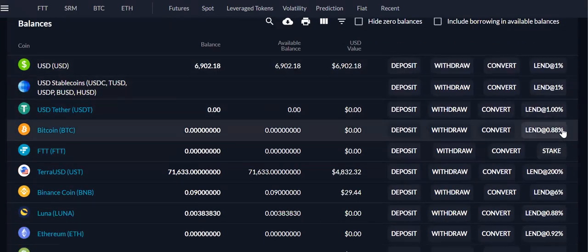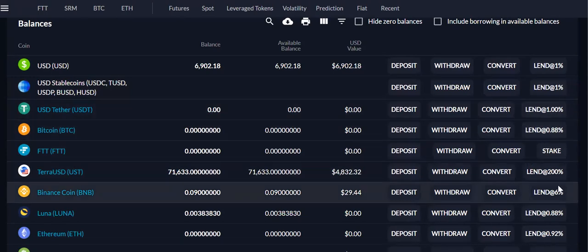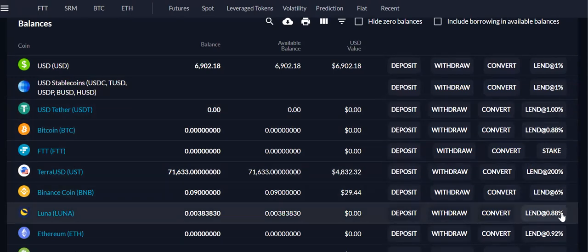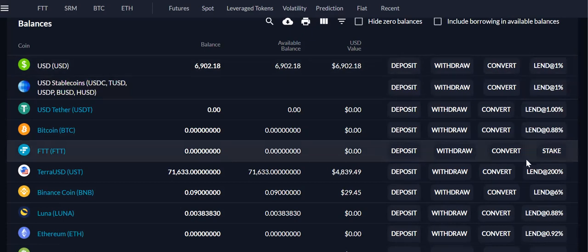So you see all these like lend 1%, lend 1%, lend 0.88%. What does that mean? On the left hand side, you have all the tokens. On the right hand side, you have the interest.